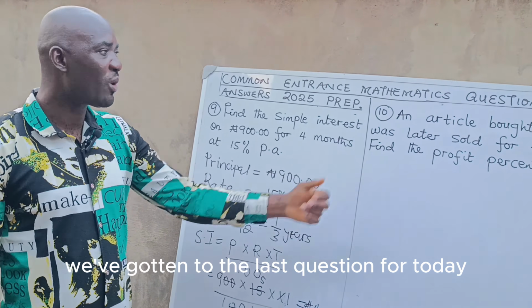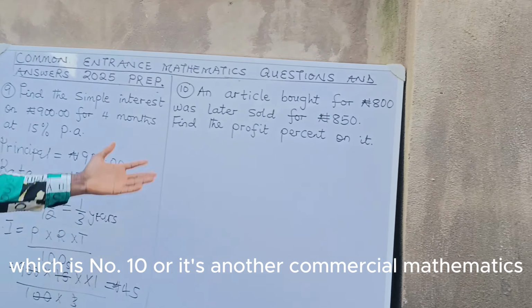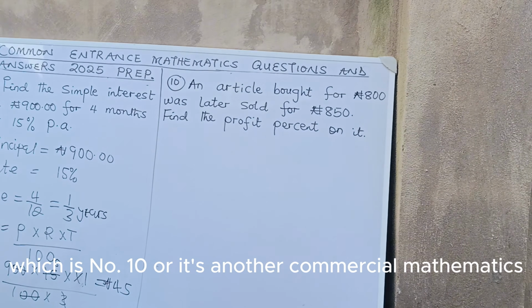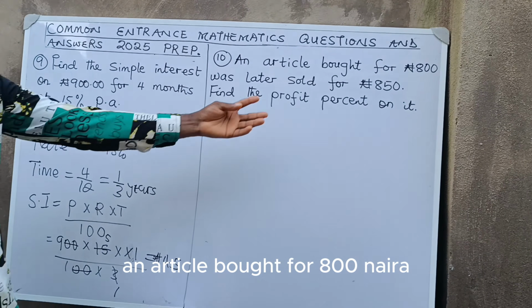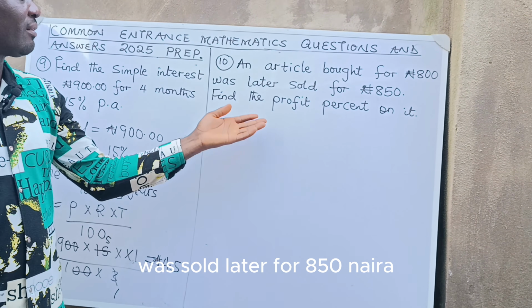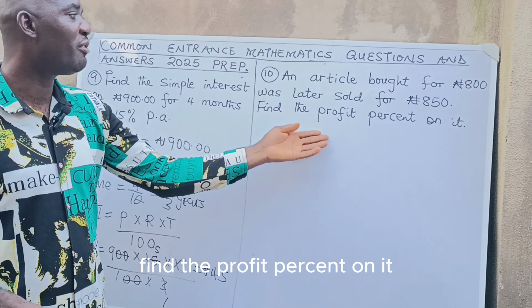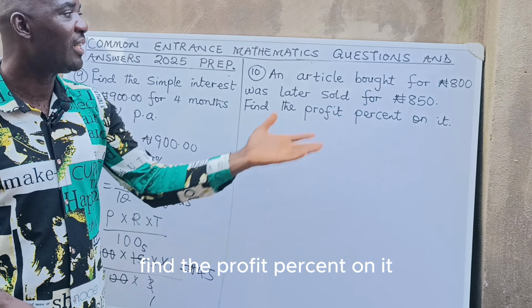We've gotten to the last question for today, which is number 10. Oh, it's another commercial mathematics. An article bought for 800 naira was sold later for 850 naira. Find the profit percent on it.